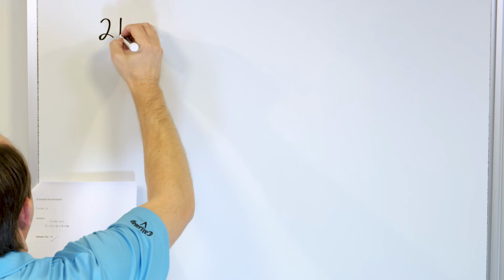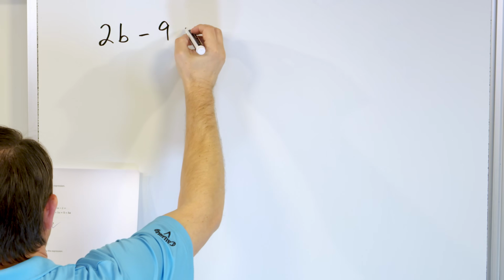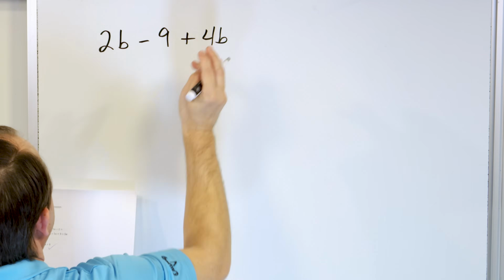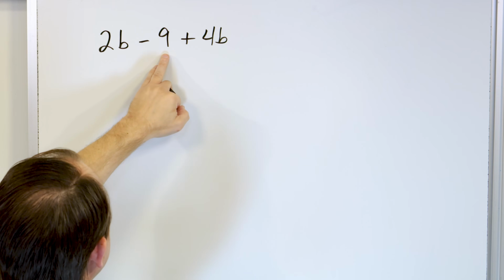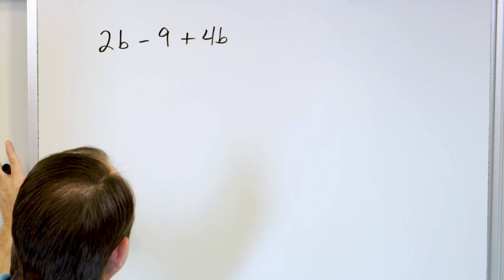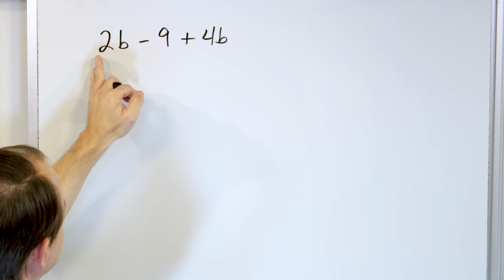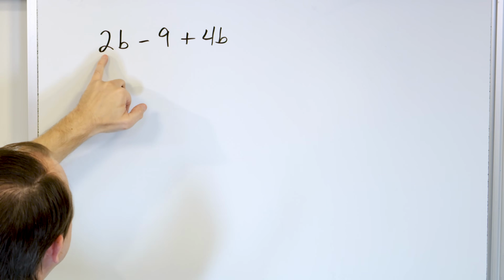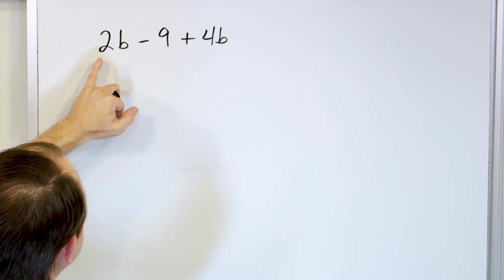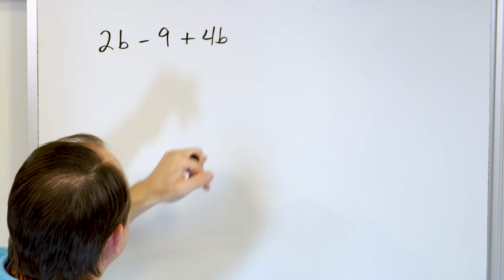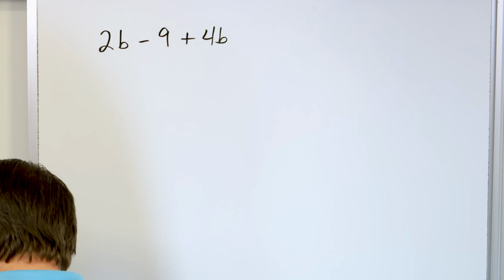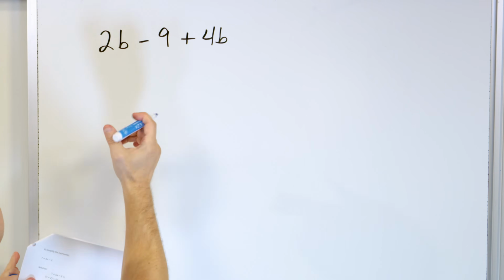What about 2 times b minus 9 plus 4 times b? Well, we have a number here, but we don't have any other numbers by themselves, so we can't combine the 9 with either of these things. But we do have a 2b and we have a 4b, so this could be like 2 buffaloes and 4 more buffaloes. Now let's spend a minute to write these guys right next to each other.